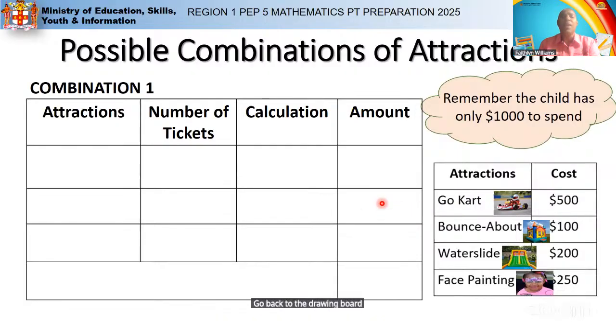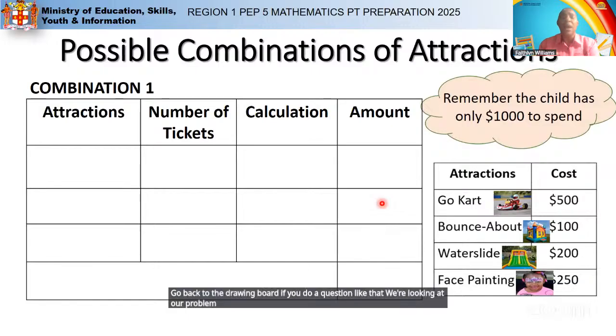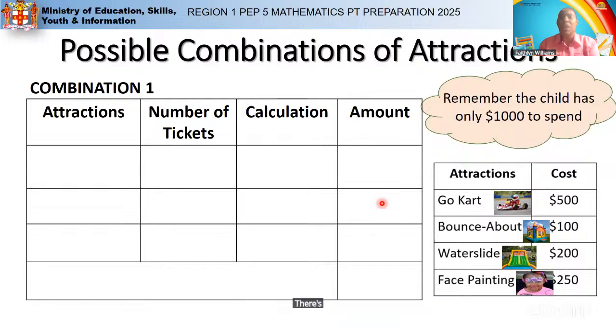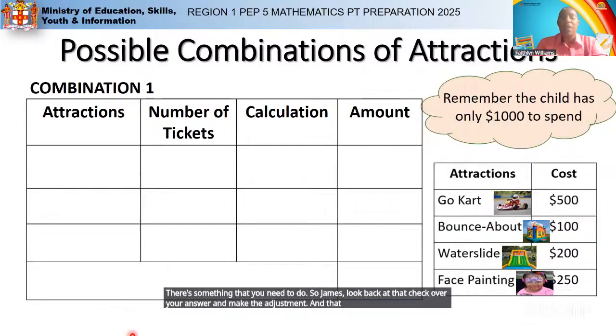If you do a question like that, and we're looking at our problem solving plan that we have, there's something that you need to do. So James, look back at that, check over your answer and make the adjustment. And that's why it's very important for you to check over your answer.